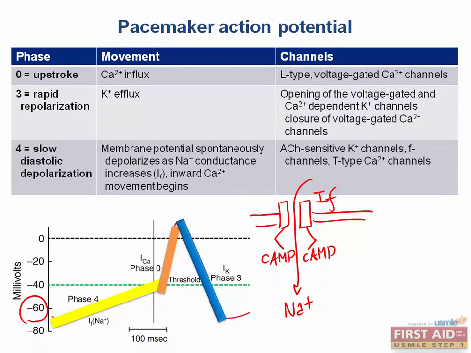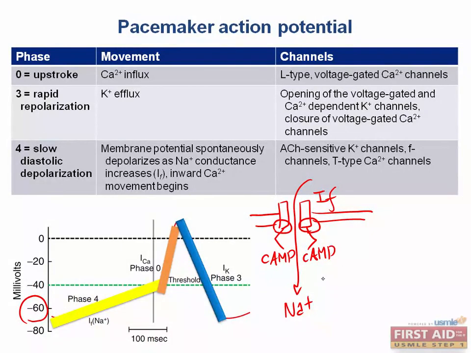Now what if we didn't want just the baseline depolarization rate? Well, that is where cyclic AMP, our best friend, comes into play. Cyclic AMP can bind the intracellular domain of these funny channels, or funny receptors, on the pacemaker plasma membrane. Remember, they bind the intracellular domain because cyclic AMP is an intracellular signaling molecule.